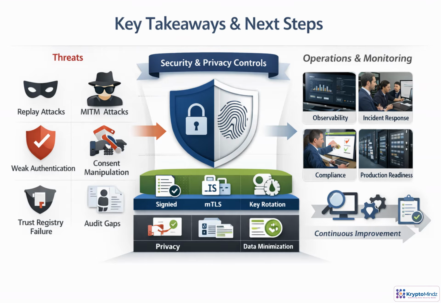Security and privacy architecture is what turns a clever wallet-based KYC design into something you can safely run in production. You've seen how to map threats to concrete security and privacy controls. Next, we'll focus on operations, observability, incident response, compliance evidence, and overall production readiness.